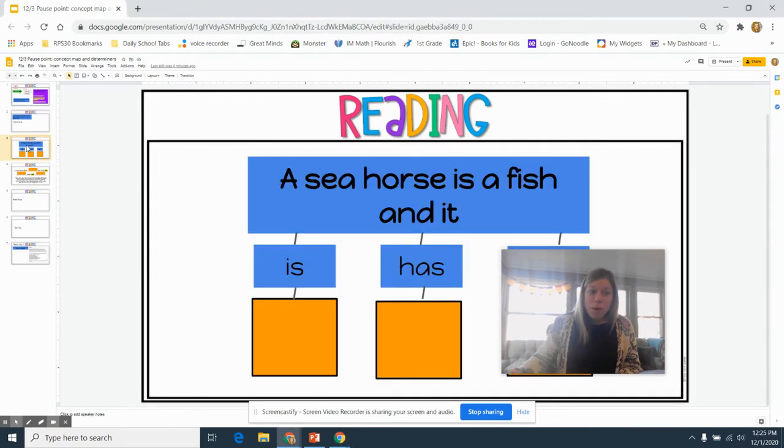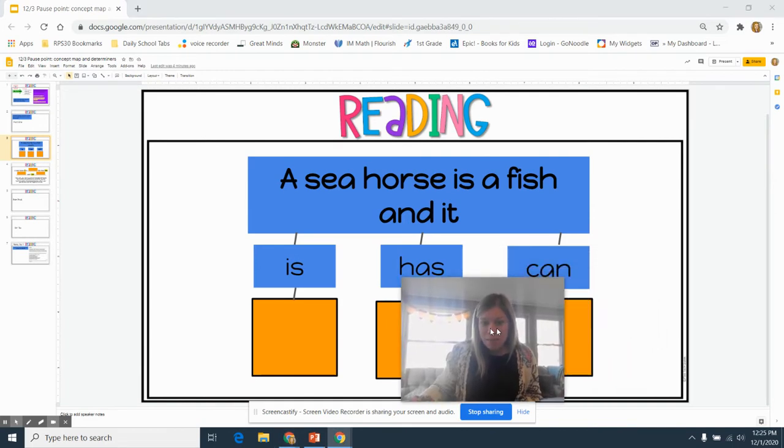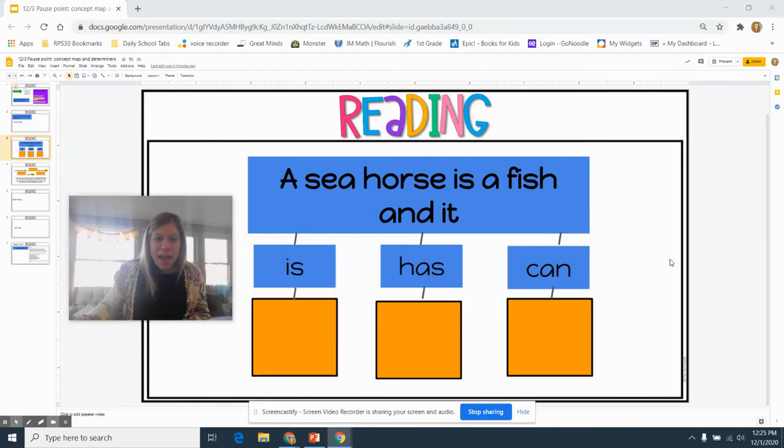So what we are going to do is fill out a concept map. I'm going to move myself over here. A concept map will help us sort our words about the seahorse. We're going to start here with this sentence. It says, a seahorse is a fish and it has, can, is. We're going to brainstorm together some of the things that a seahorse is, some of the things that the seahorse has, and some of the things that it can do.